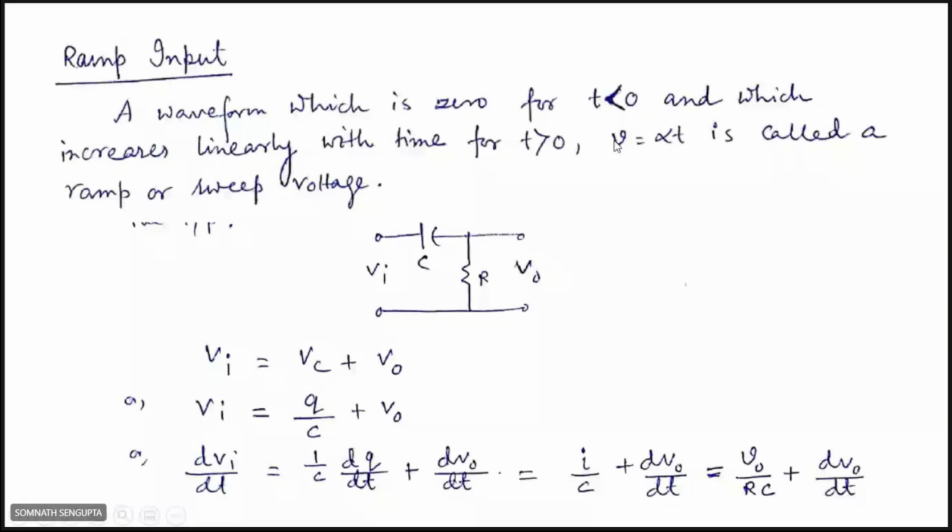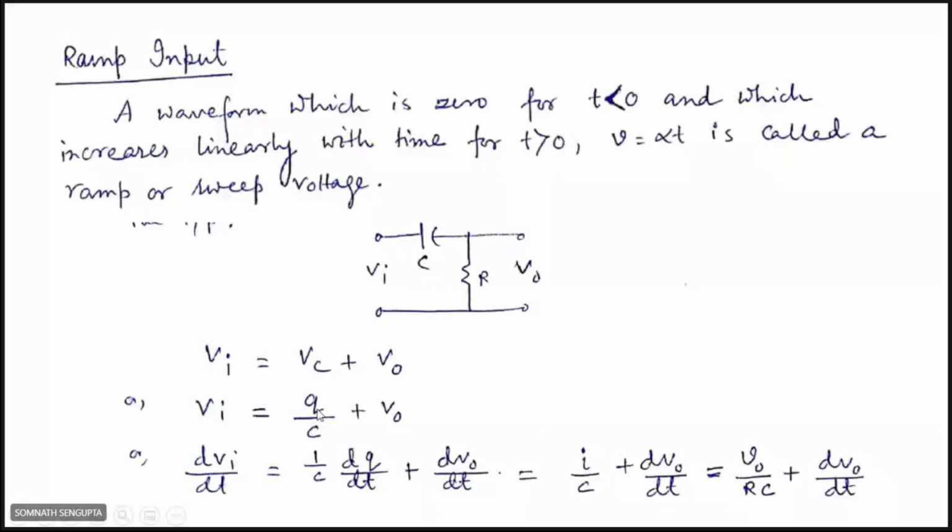So let us see what the input-output relation is; a differential term would be there. In this circuit, Vi is equal to what? If you apply KVL, it is the voltage across the capacitor and the voltage across the resistance, that is V naught. So this Vi is equal to the current... you see that the capacitor voltage is how much? Charge by capacitance.